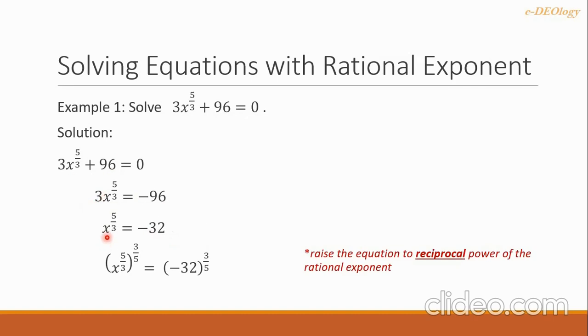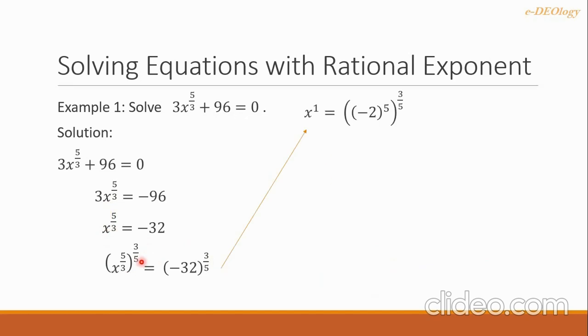We want to make x to be alone on one side, meaning the exponent should be 1. We will do that by raising the equation to the reciprocal power of the rational exponent. As we see here, our rational exponent is 5/3. So the reciprocal of this is 3/5. That's why on this line, you will see that the left side is raised to 3/5. The right side is also raised to 3/5.